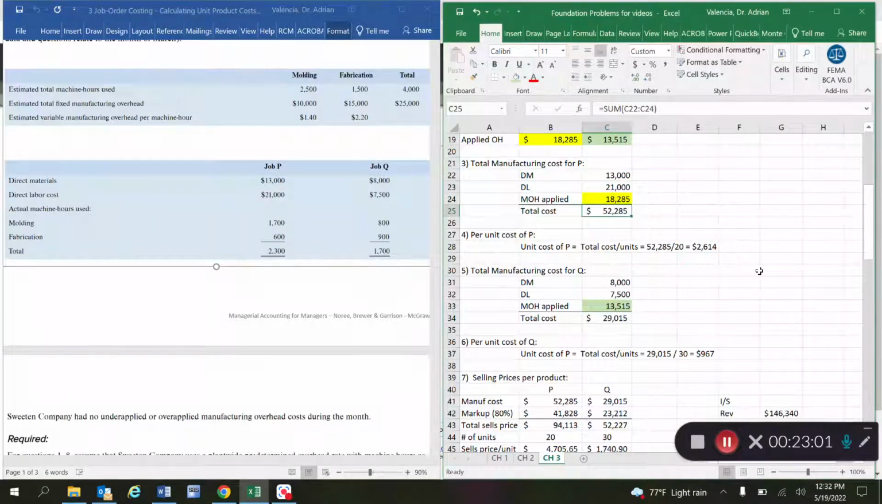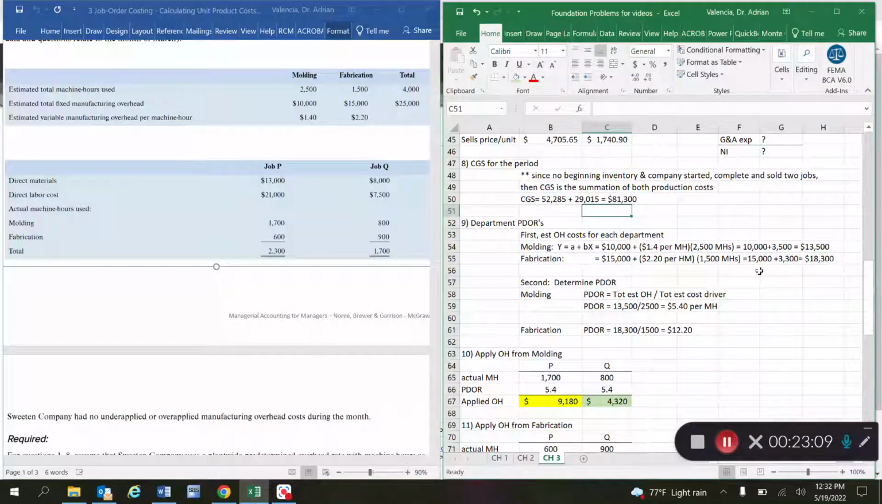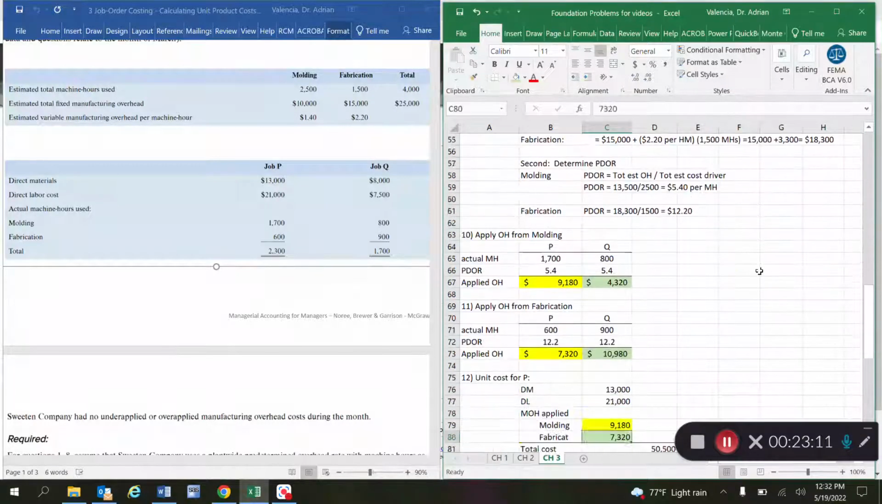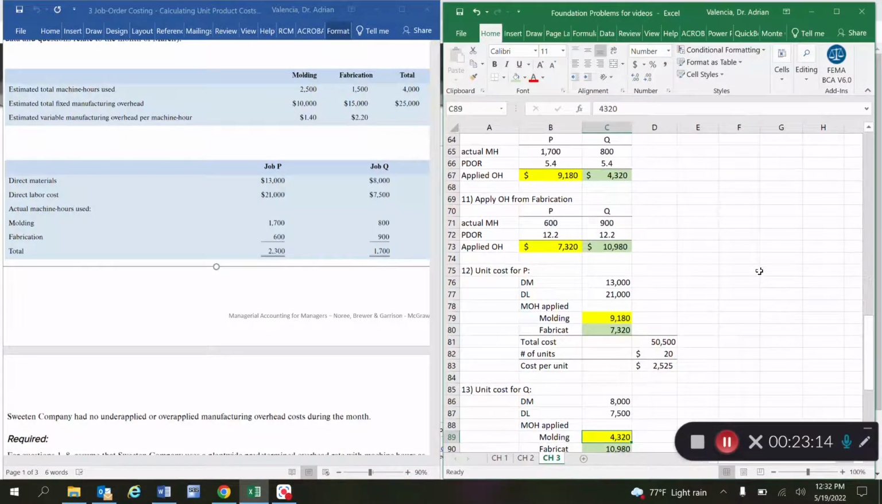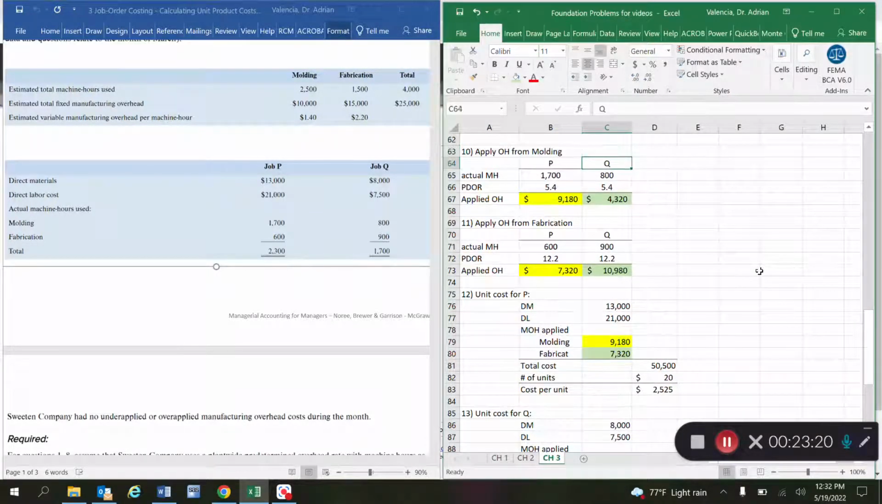So maybe I should contrast that now with what happens when we use departmental rates. The more you can partition out the overhead itself to different departments, different rates, the more precise you might get the cost of your product to be. And the reason that's the case is because each department works differently and each product consumes overhead differently by department. So let me go over here and see.